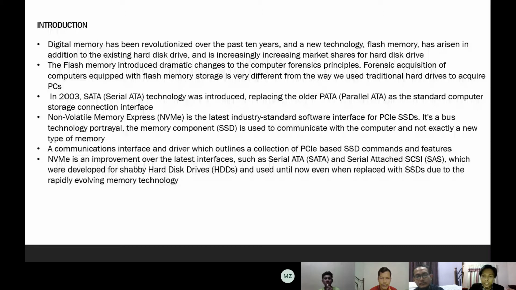In 2003, SATA technology was introduced, replacing the older PATA, or parallel ATA, as the standard computer storage connection interface. SATA is currently the incumbent in the market and is mostly used to connect SSDs to the computer system. SATA uses the AHCI command protocol and supports IDE, which was built primarily for older and sluggish spinning disk drives and not for robust flash-based storage.